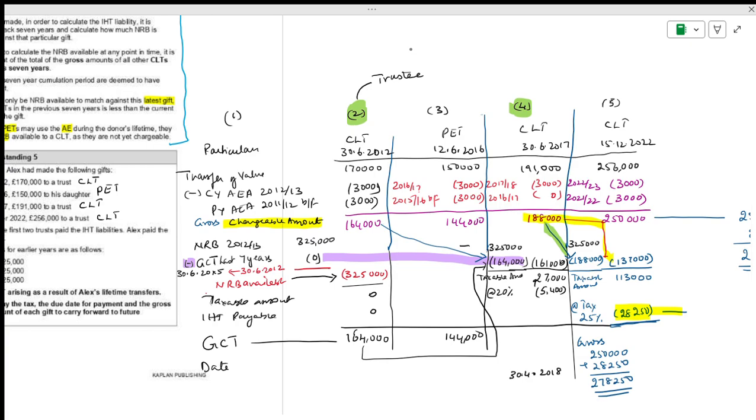Now focus on column 5. Focus only on column 5. What is the transfer-in value? 256,000. Is it right? The gross chargeable amount is 188, you deduct it. Now what is the net amount you are having? 113. On 113, how much is the tax? 25%. 25% is the tax. Is it right?